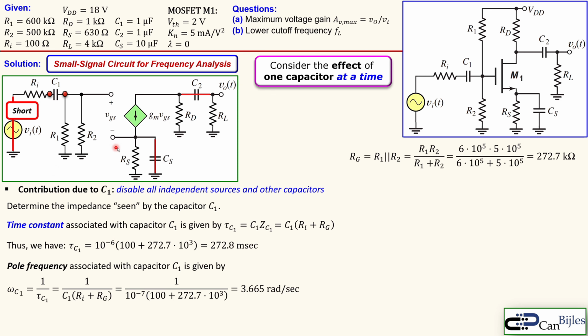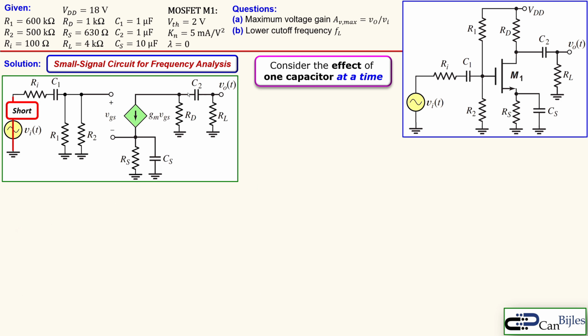Well, we can now continue with the other two capacitors. So we will do now the capacitor C2. What is now the contribution due to C2 only? So we again disable all the independent sources, so this is still a short.